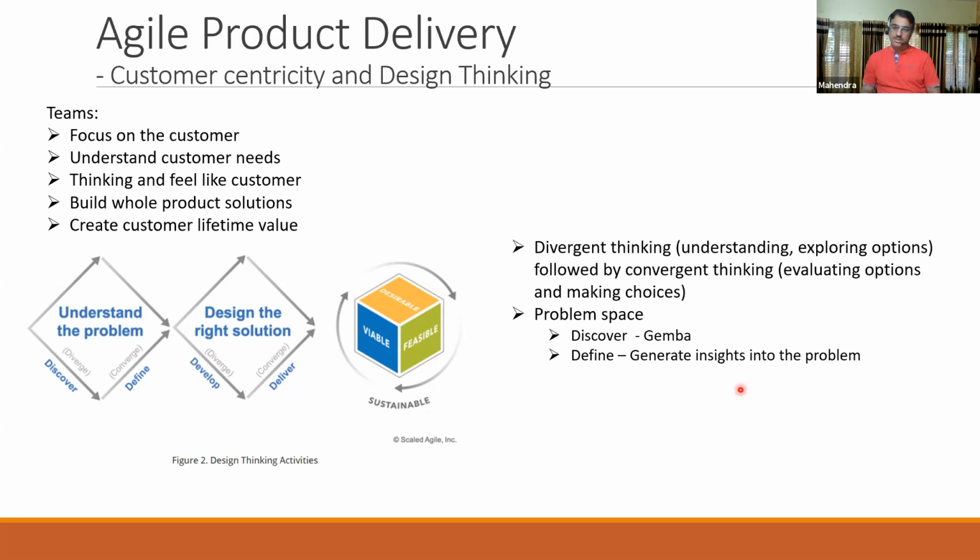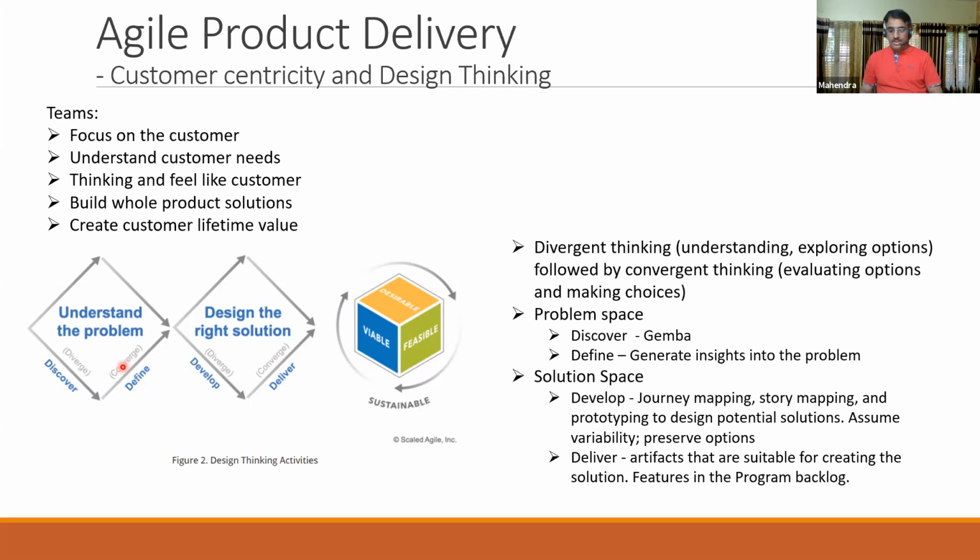In the problem space, you first do the discovery mode. It could be a Gemba walk, or it could be market research, where you first discover what the problem is, and then you define and generate insights on the problem. So first you work on the problem space, then you move into the solution space, where you develop the solution. When you say develop the solution here, you're not actually developing in software terms, you're not building the product as such. No, that is not what we're saying over here. The tools are like journey mapping, story mapping, prototyping.